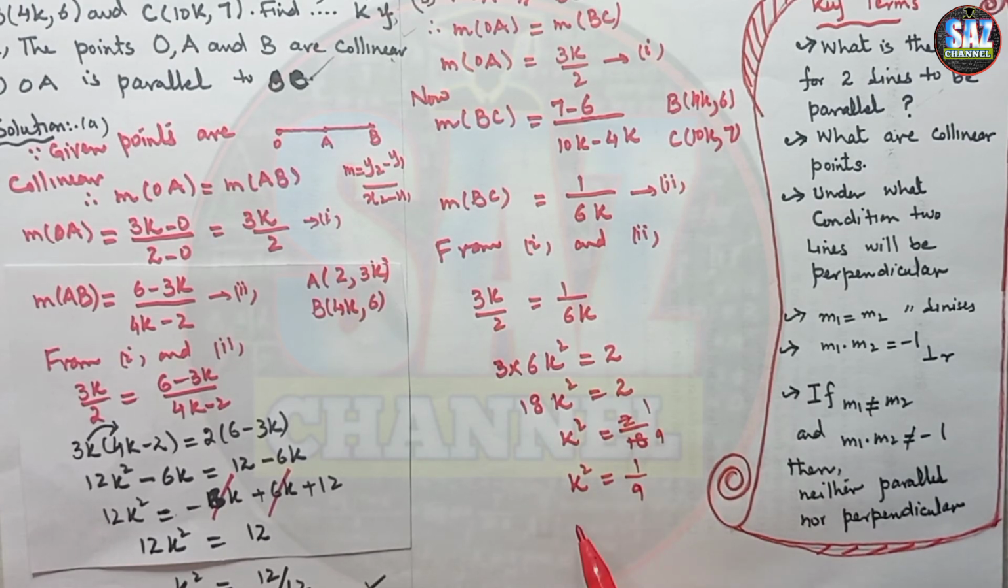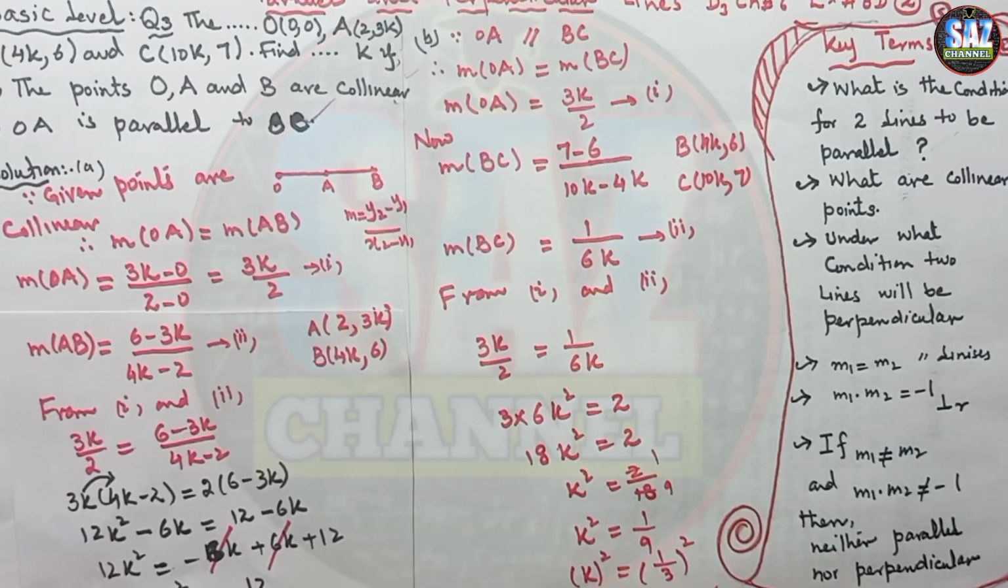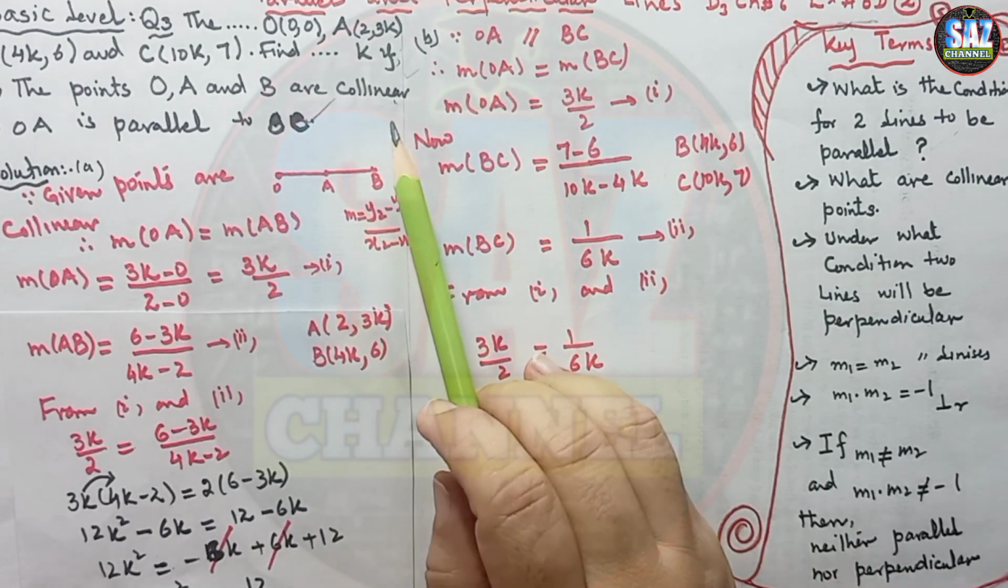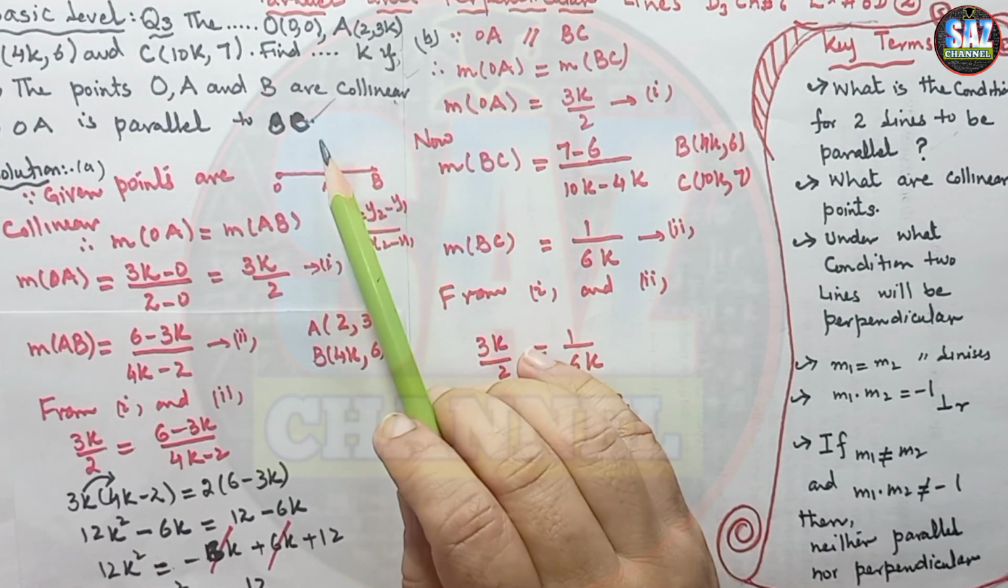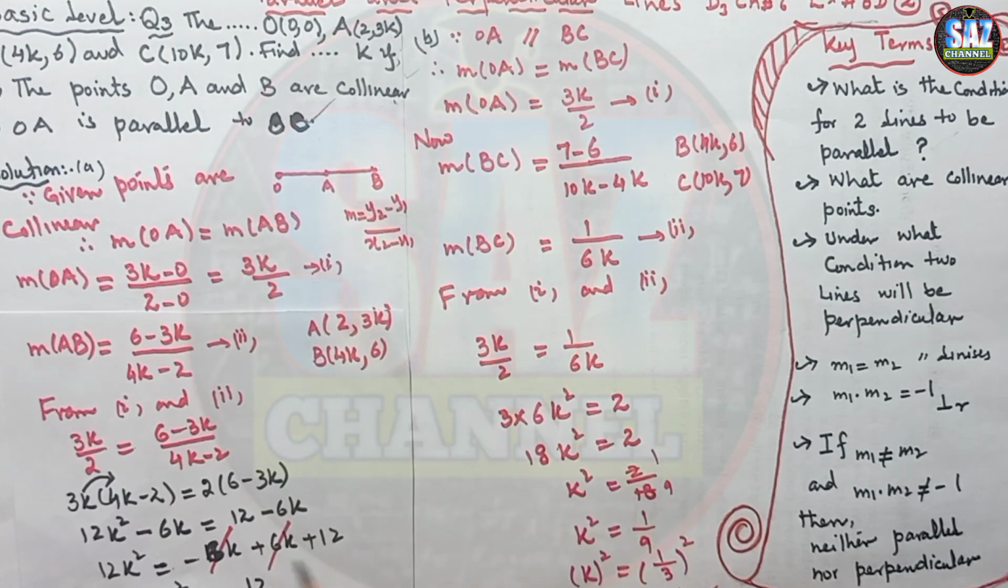In order to get the value of k, I have to take the square root on both sides and think about the number whose square is 9, that is 3. After taking the square root, k equals plus minus 1 by 3. I hope you are clear about today's lesson. For this class, the only points to focus on are the condition for 3 points to be collinear, and under what conditions two lines are parallel. If these 2 points are clear, then this lesson will not be difficult for you.